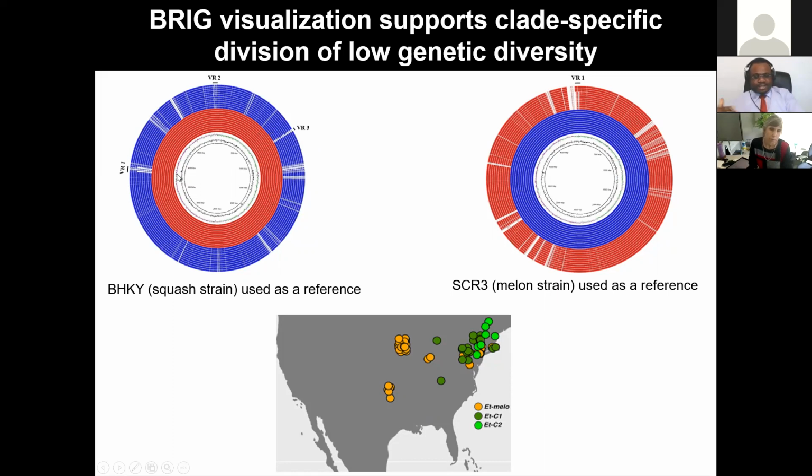On the left panel, all the strains were aligned against a squash strain, and this showed the degree of differences within the melon strains. This is denoted by the variable region. So we have about 3 variable regions among the melon strains, and when we did the same thing for the squash strains, we found just one variable region within the squash strains.